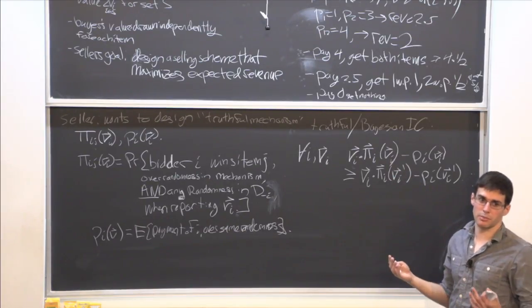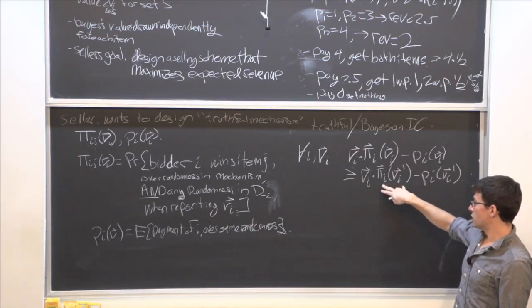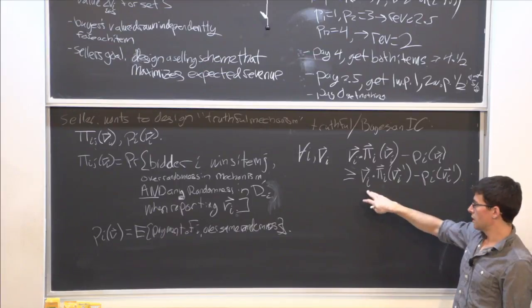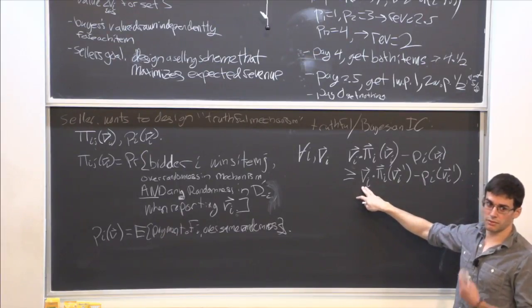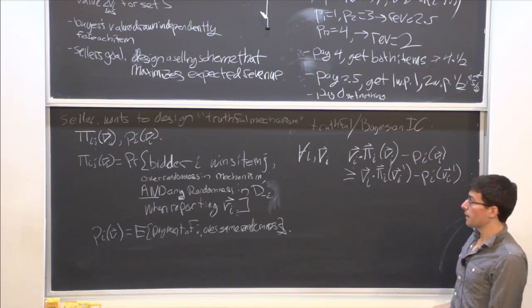Well, there's nothing that forced you to say v_i. You could have said v_i prime instead. And had you said v_i prime instead, you would have gotten a different allocation. Your values would still be the same, so you would evaluate the probabilities in the same way, and you would pay a different price.